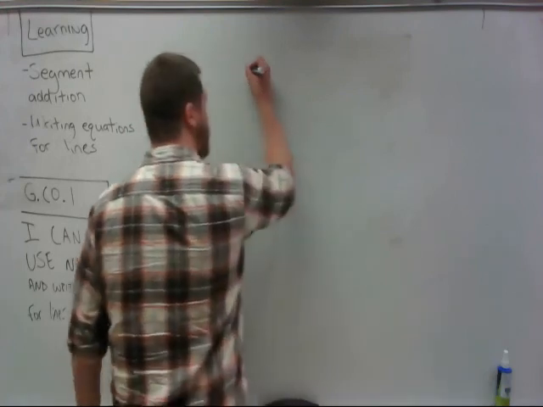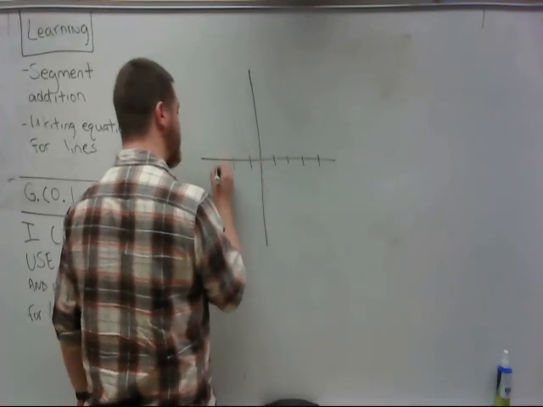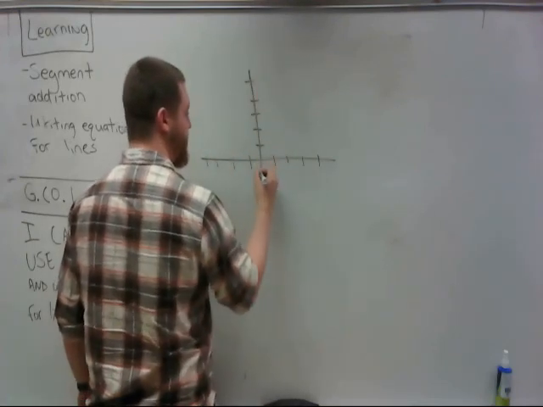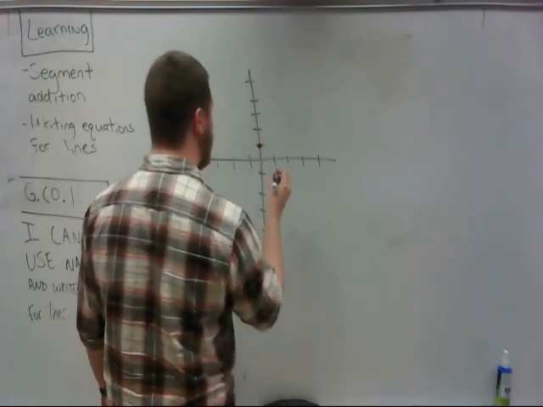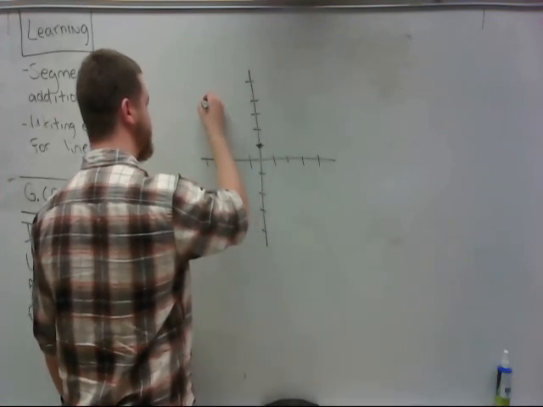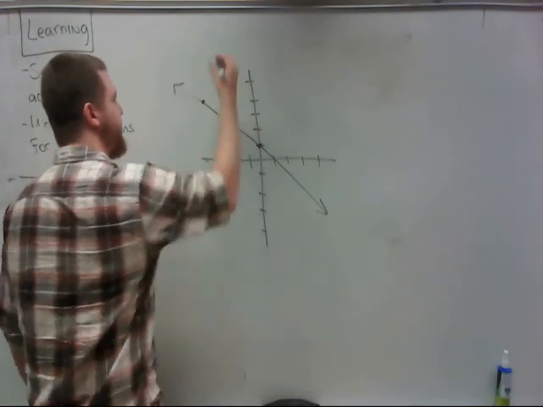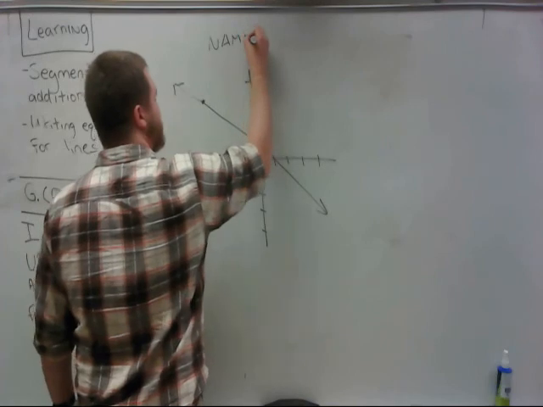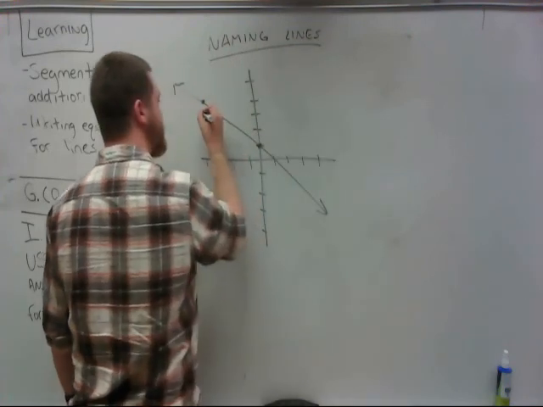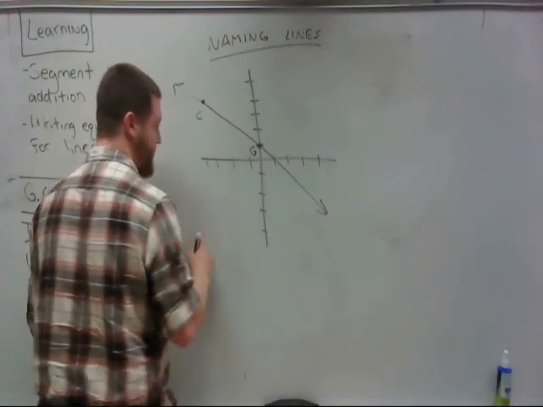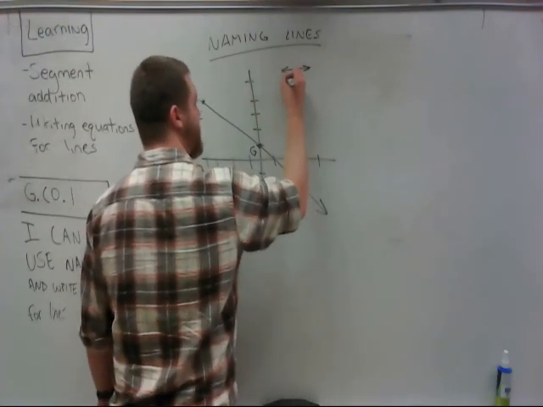So if I have my coordinate plane, and I have a line that goes through this point, and we'll do this point. Okay, it goes through there, and it goes on forever. So naming lines is just like line segments. If this is C and G, and they're on the line, then the name of the line is CG.